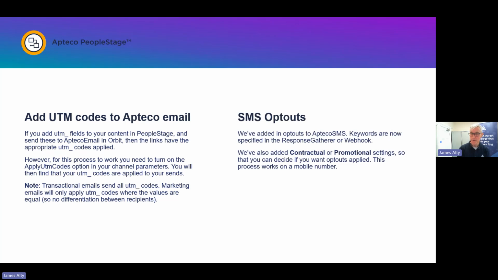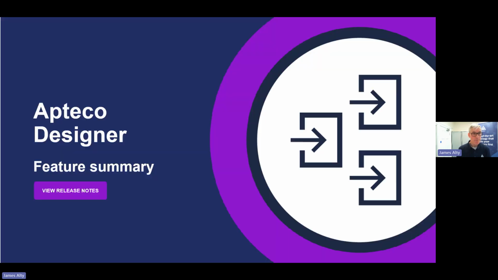We've also done more work on SMS opt-outs so that you can, first of all, define more keywords as opt-out keywords, so perhaps in your own language or different terminology to suit your sector or your client's sector, for example. And we've also allowed you to determine whether an SMS is contractual, in which case opt-outs won't be used because you're working on the basis of contractual rather than promotional. All part of the same thing.